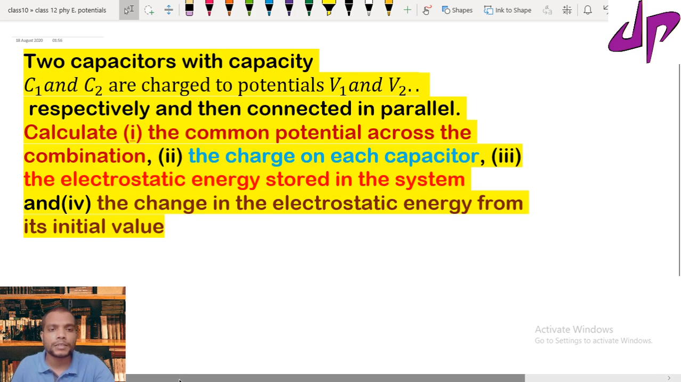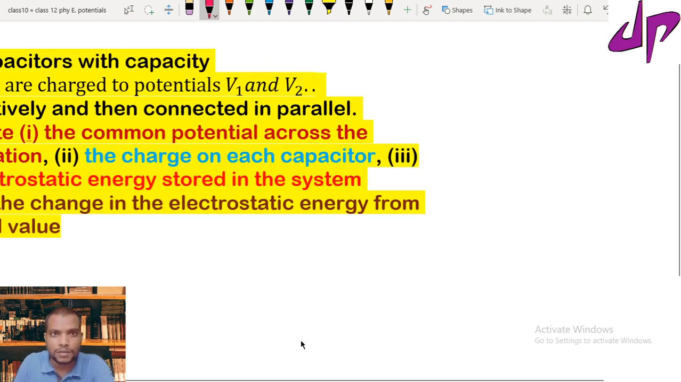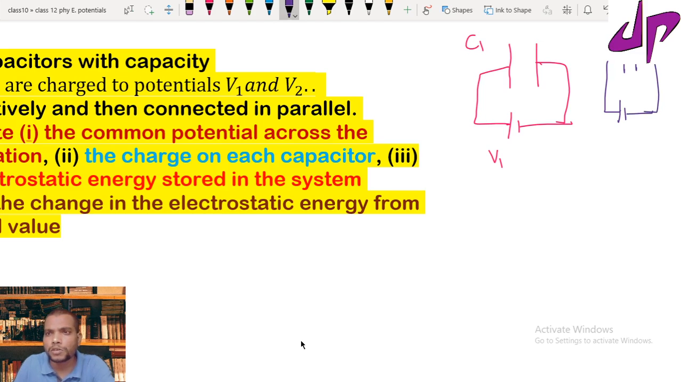Suppose I take a diagram first, so I have two capacitors. Let this capacitor be charged to a potential V1. So C1 is the capacitance and V1 is the applied potential, and another capacitor is also charged to potential V2.